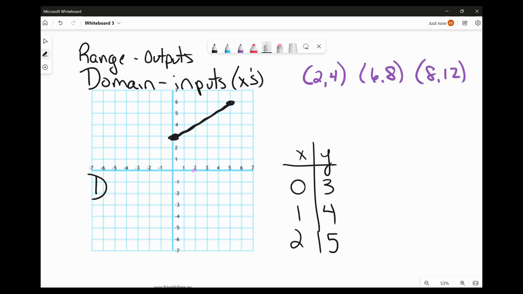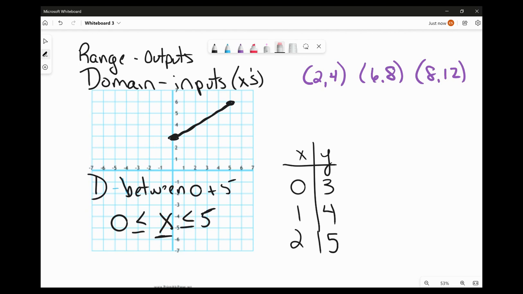I would say the domain is between 0 and 5, or including 0 and 5, or I could write it like this. The domain is between 0 and 5. So my X values are between 0 and 5.